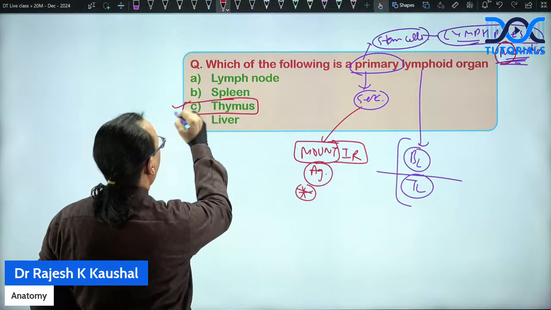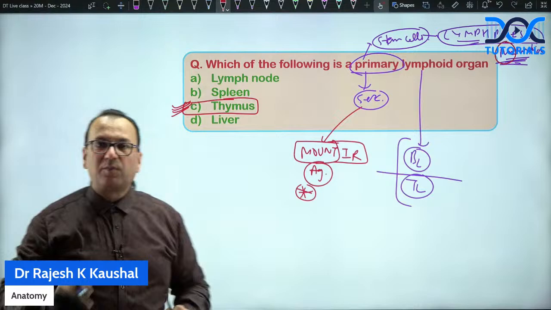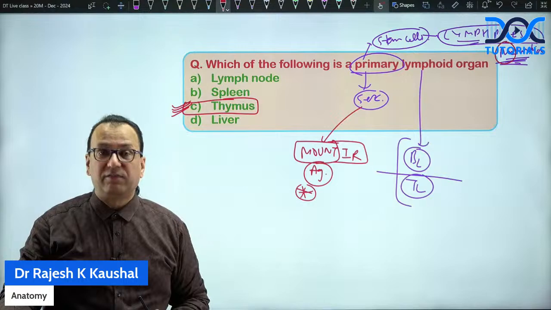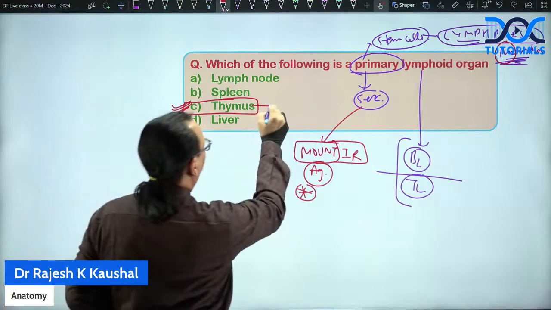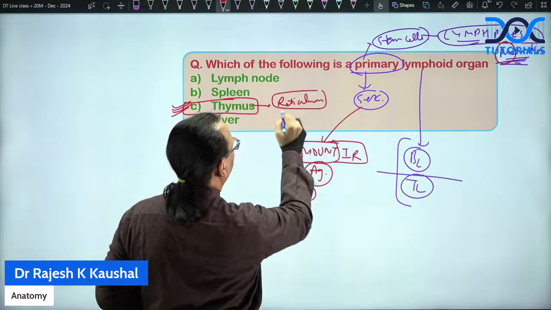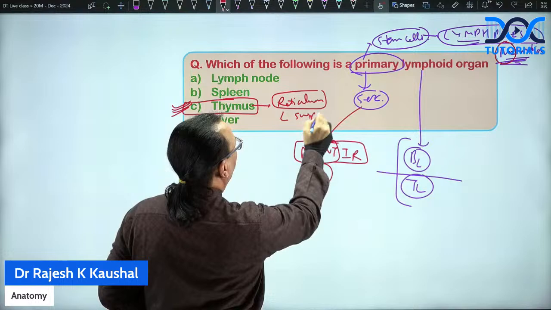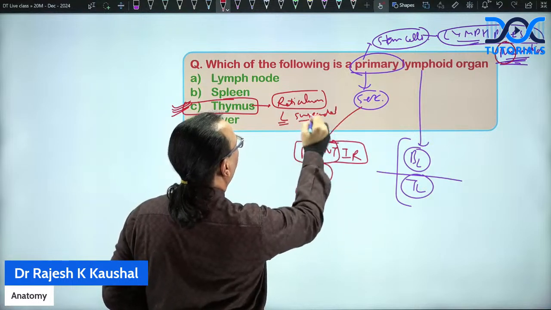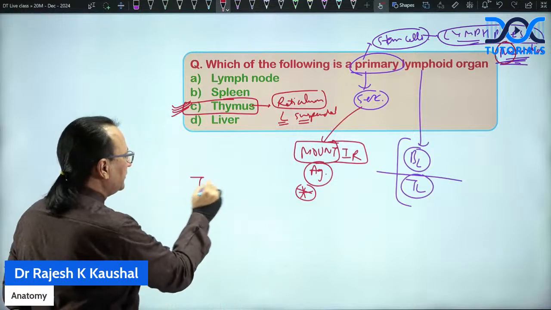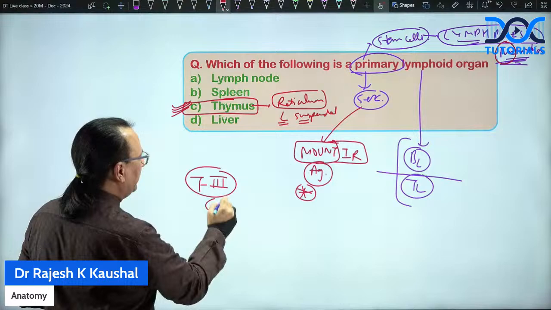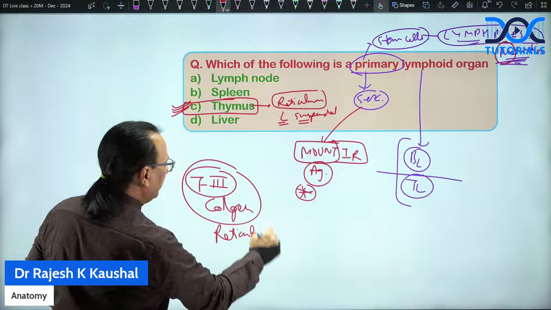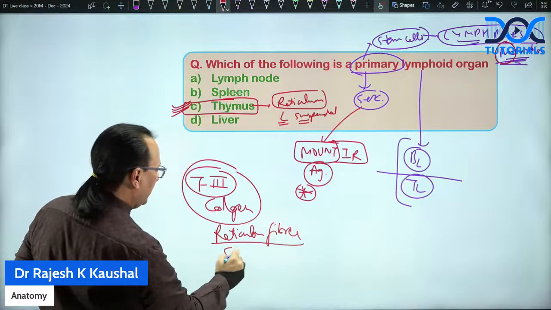Thymus is definitely the answer. Can you tell me one more thing about thymus? Thymus is a special organ where it is a reticular tissue. First of all, we should know that lymphoid organs belong to reticulum. They have reticulum because the lymphocytes are to be suspended. Normally lymphoid organs will have type 3 collagen fibers, because type 3 collagen fibers form the reticular fibers, and these reticular fibers help us to suspend the lymphocyte.